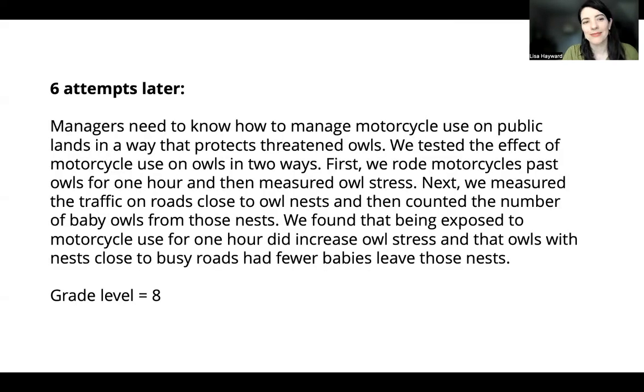And 6 attempts later, I've gotten my abstract down to an 8th grade level, which remember was my goal for these Forest Service managers. So here I feel comfortable. I could work to get it down further, but sometimes that means doing awkward workarounds that increase confusion rather than readability.